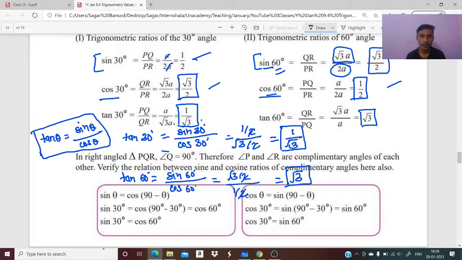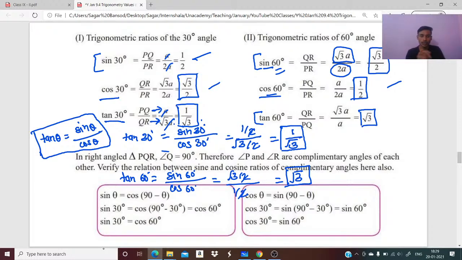Here I have told you using the formula of sin theta upon cos theta, but you can use a general formula also, that is tan theta is given by opposite upon adjacent. You can find out tan 30 degree using this formula, that is opposite upon adjacent. So PQ upon QR, where the length of PQ is A and the length of QR is root 3A. This A will get cancelled out and you will be left with 1 by root 3. Similarly for tan 60 degree.